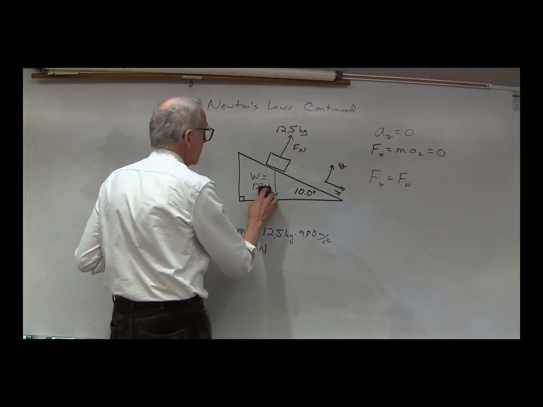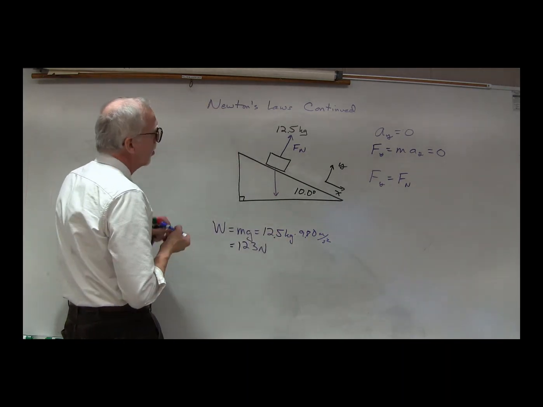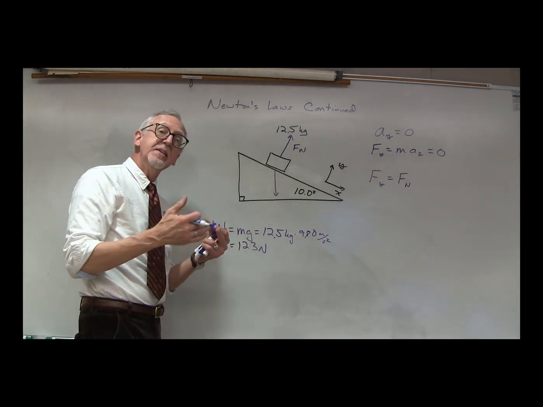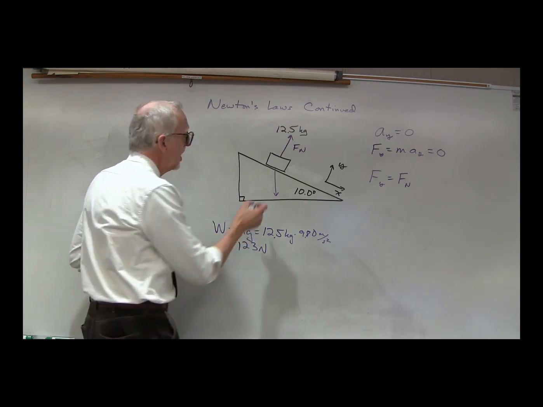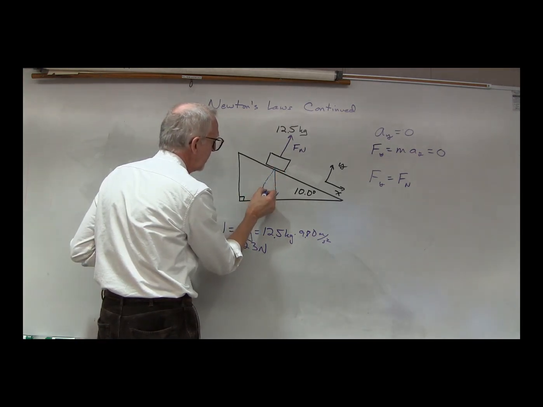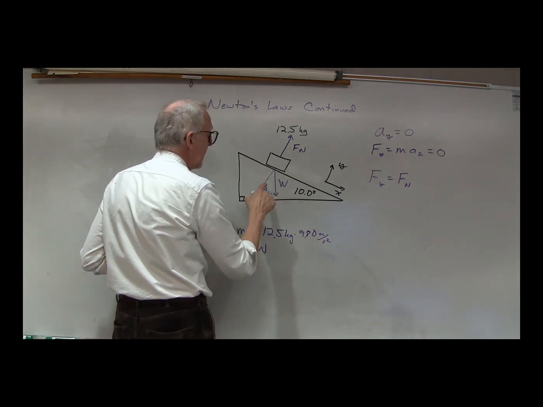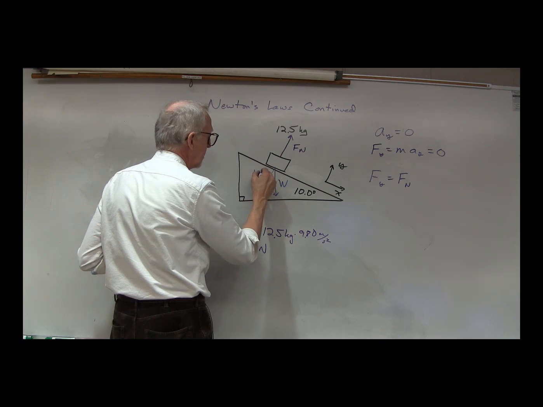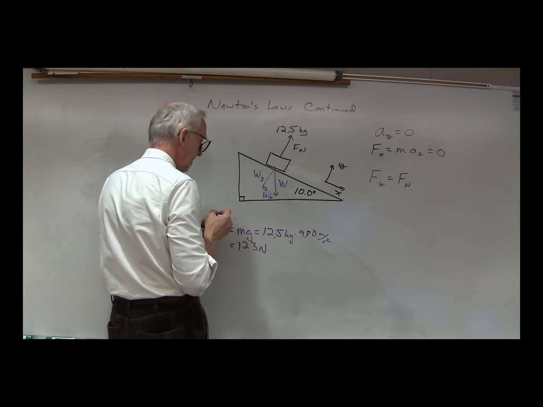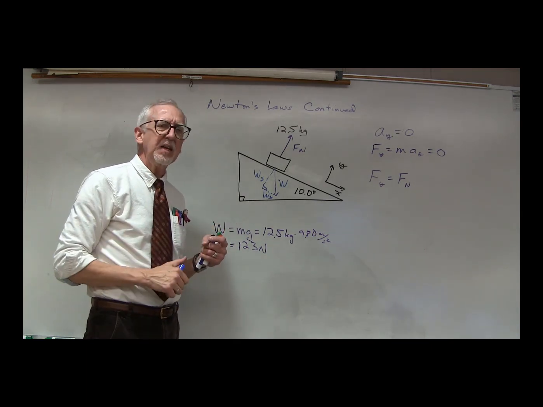Let me erase this, and let me draw that in. So we're going to take this vector and treat it as the hypotenuse of a triangle, and we're going to draw in a y component and an x component. There. So here's the weight, and here is the y component of the weight, here is the x component of the weight. Let me redraw this triangle a little bit bigger so it might be a little bit easier to understand.